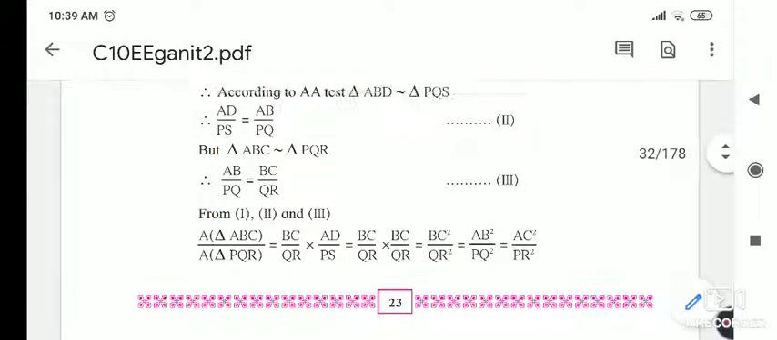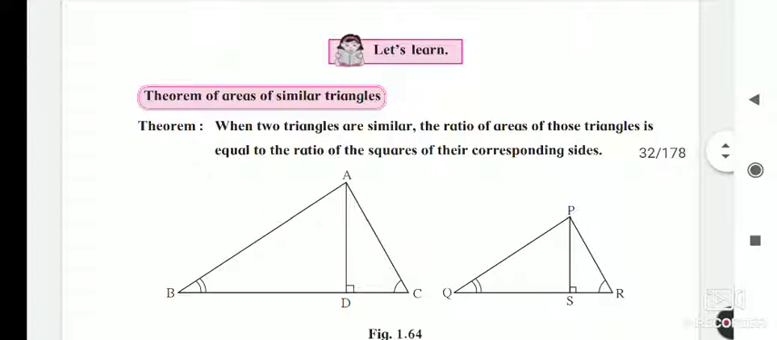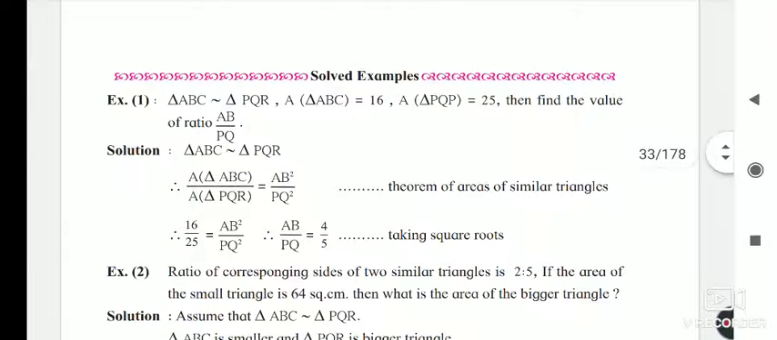So from this what we are understanding: when two triangles are similar to each other, the ratio of areas of those triangles is equal to the ratio of squares of their corresponding sides. Okay, and here are the examples based on this theorem.